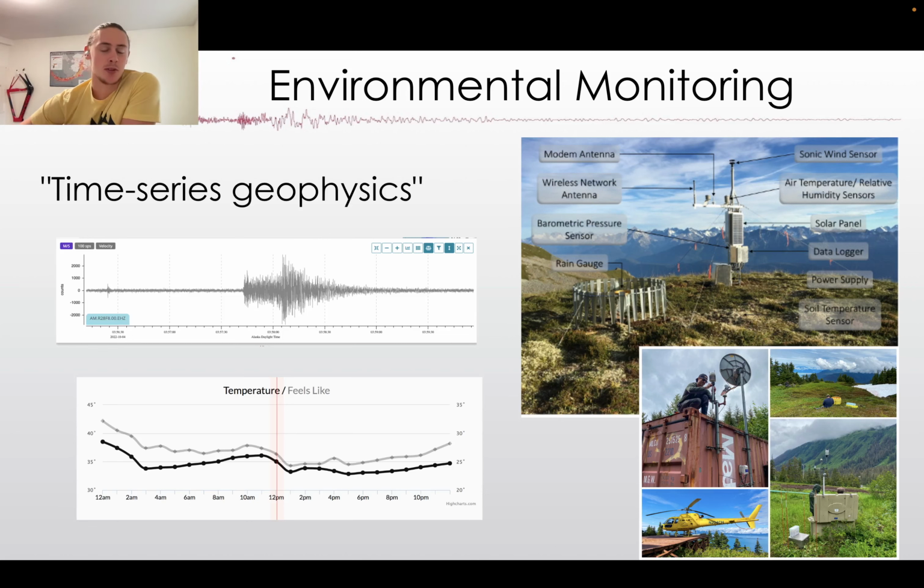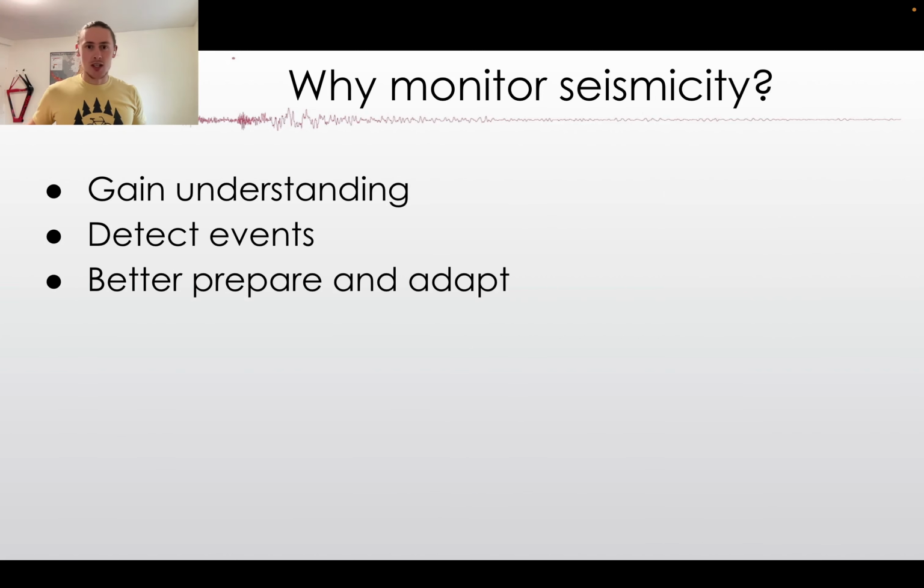And you can put different time series data next to each other. That is a great way to learn about what's going on around us. We can better adapt to our environment, because that's really what we as humans and animals like to do. Everybody adapts to their environments. And what this field of study, time series geophysics environmental monitoring, does is help us do that better, especially when looking at seismicity.